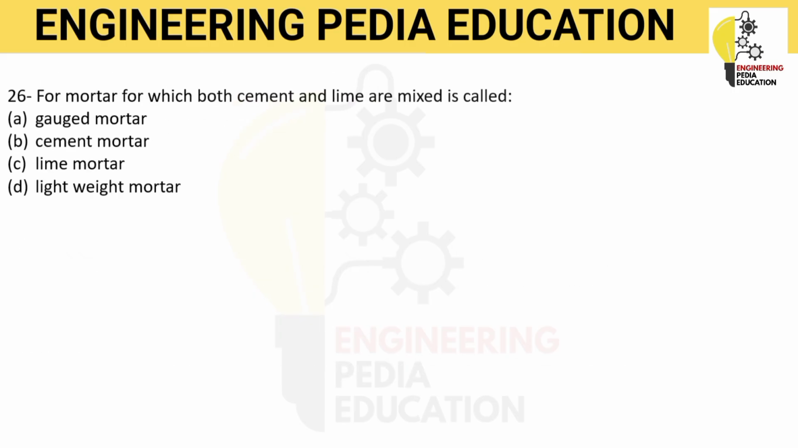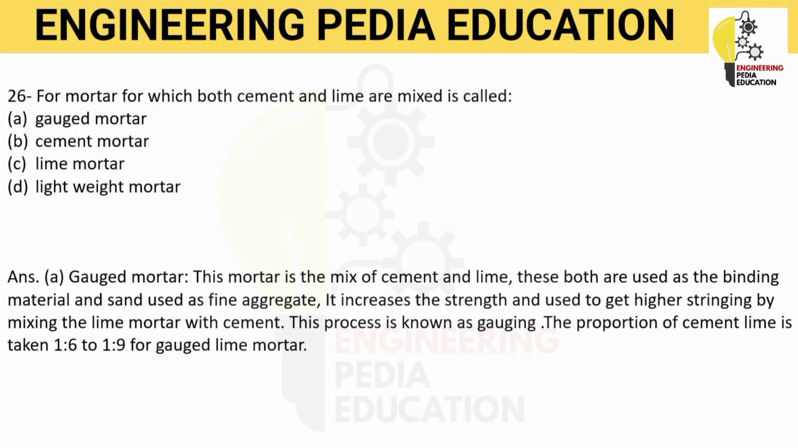For mortar in which both cement and lime are mixed, is it called cement mortar, lime mortar, lightweight mortar, or composite mortar? So the correct answer is composite mortar. This mortar mix is the mix of cement and lime. These both are used as binding material and sand is used as fine aggregate. It increases the strength, and it is used to get higher strength by mixing the lime mortar with cement. The process is known as gauging. The proportion of cement to lime is taken as 1:6 to 1:9 for gauged lime mortar.